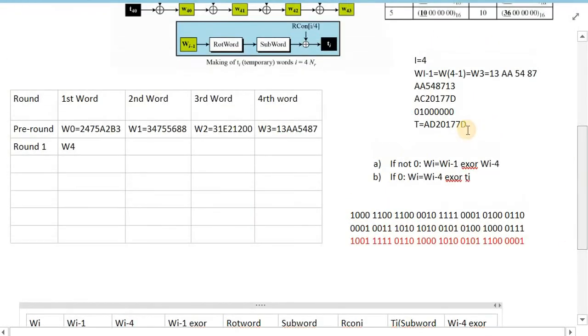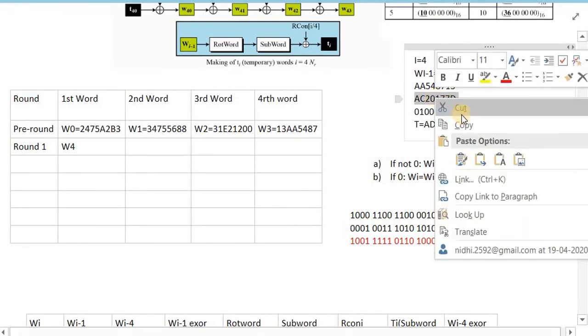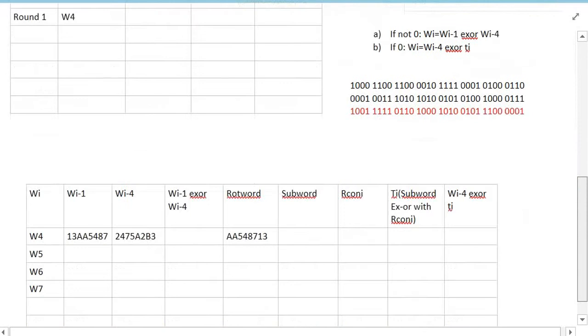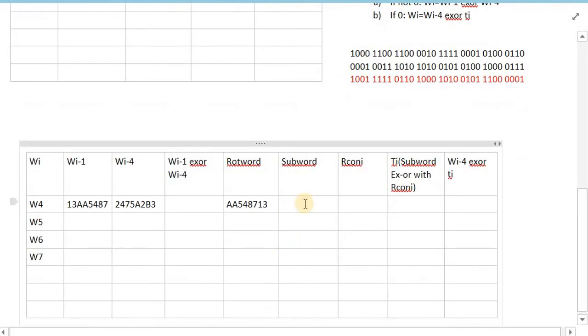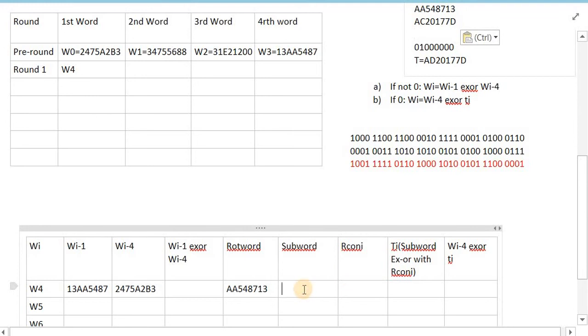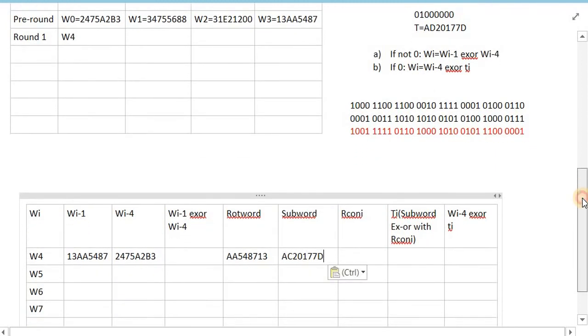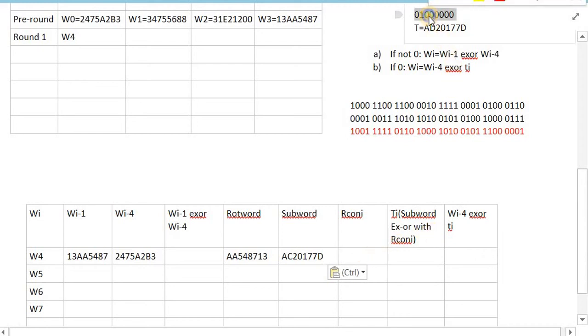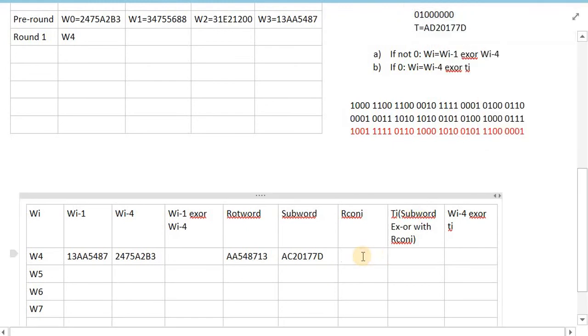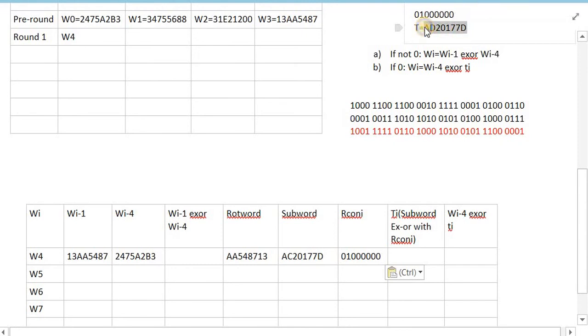Then after performing the substitution of the bytes, what is your answer? The answer is this one. Then after performing the Rcon value, what is the Rcon value? The Rcon value is 01. Paste it here. Then the T(i) value, the temporary word. The temporary word value is this one.